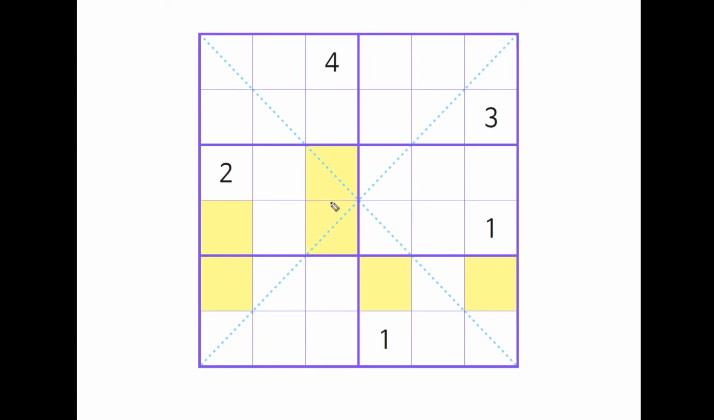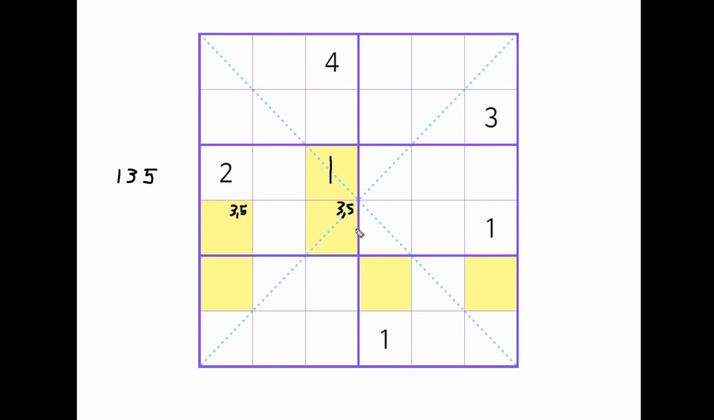3 out of the 6 cells in this block are colored. That means that these colored cells must contain the numbers 1, 3, and 5. Due to the number 1 over here in the 4th row, the number 1 cannot be placed in this cell or this cell. Therefore, number 1 must be placed in this cell. Now, the numbers 3 and 5 can either go in this cell or this cell.